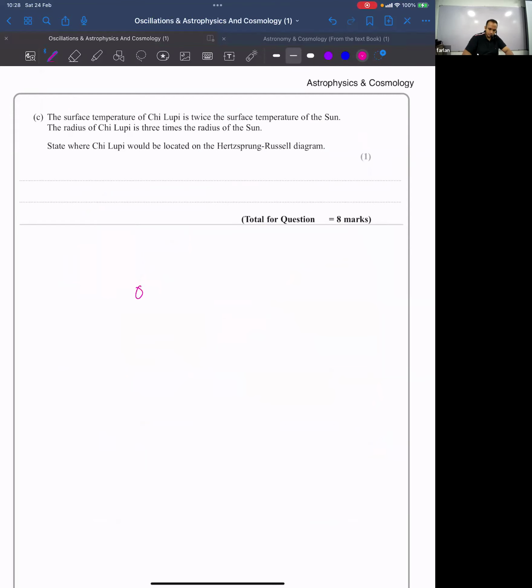So luminosity is equal to 4 pi r square sigma T to the power 4. Comparing to the sun, the radius is 3 times. Temperature is 2 times. The surface temperature of Chi-Lu P is twice the surface temperature of the sun, and the radius of Chi-Lu P is 3 times the radius of the sun.